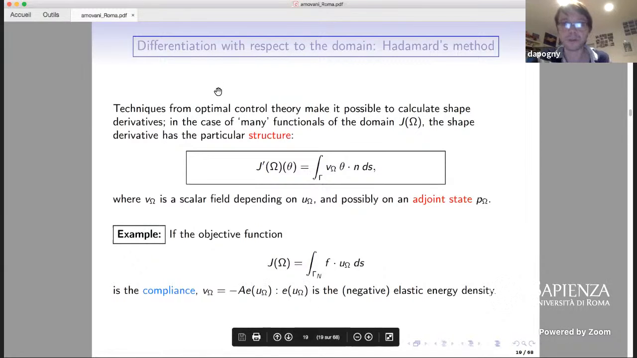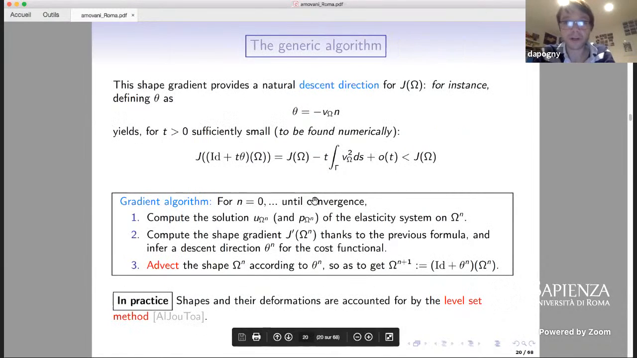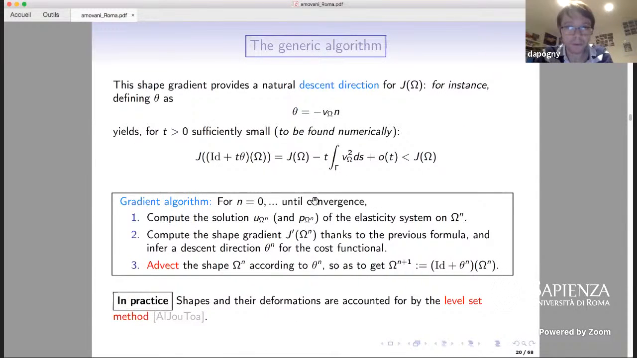I could answer some questions about this, but this is a fairly classical matter, and so I will skip over the details about this. So finally, this paves the way to a natural shape optimization algorithm.